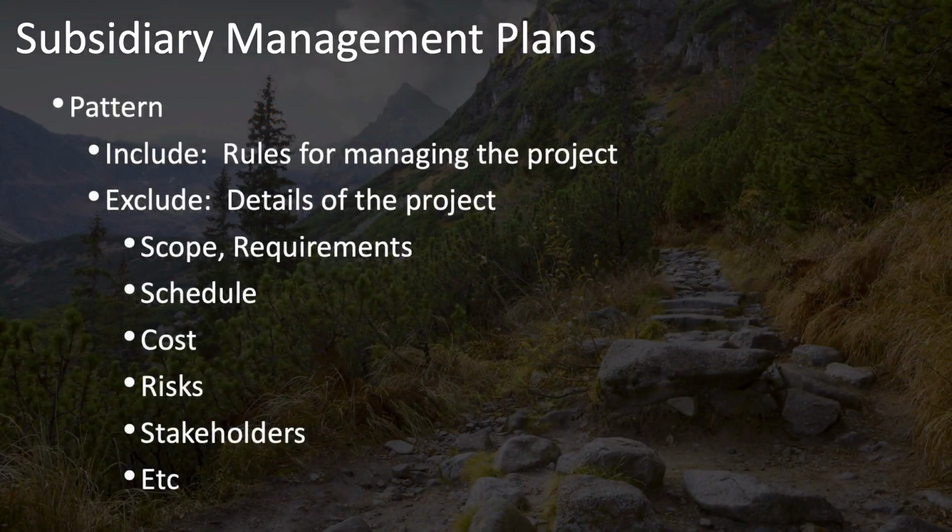Each of these management plans includes the rules for managing that area of the project. It excludes the details of the project. For example, the scope management plan includes how the scope will be managed, but doesn't include the actual scope of the project. The requirements management plan defines how requirements will be managed, but doesn't list the requirements. Same for schedule, cost, risks, stakeholders, and so on. These plans are about how, not about what.